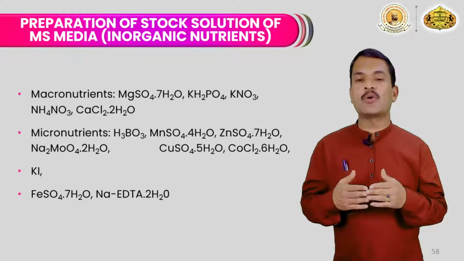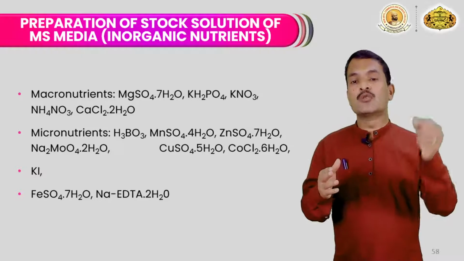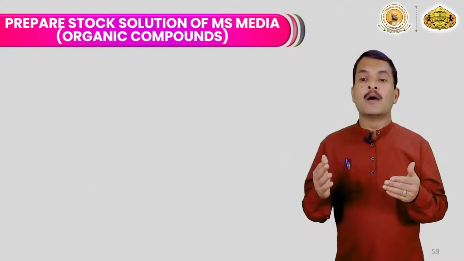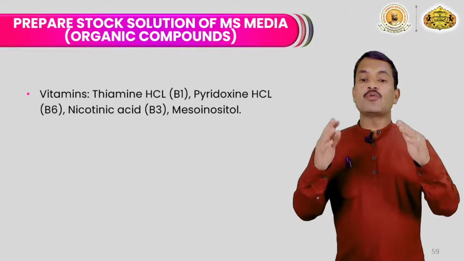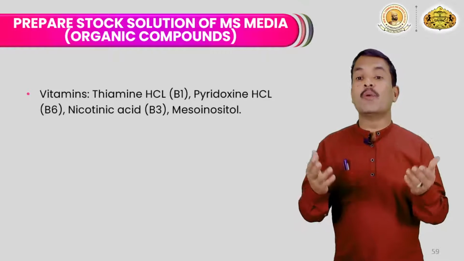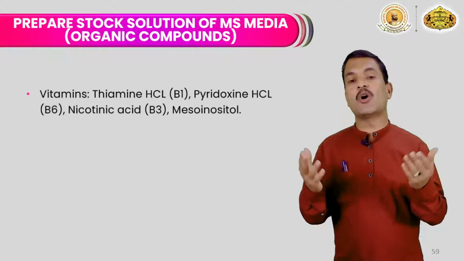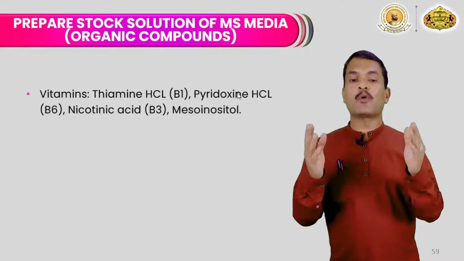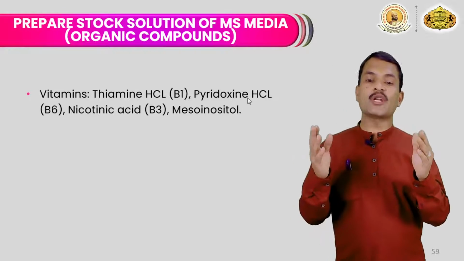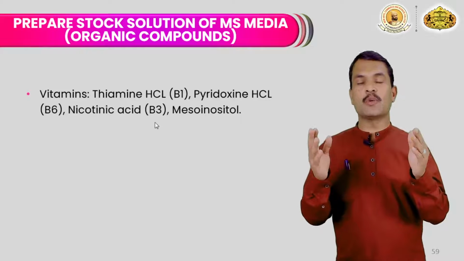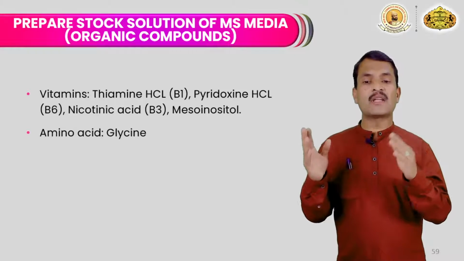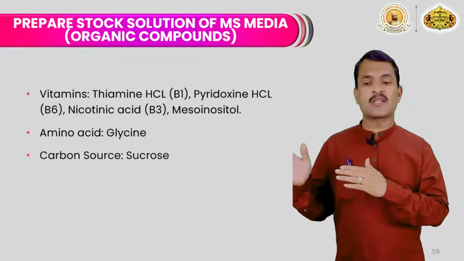Then the remaining one, potassium iodide, is also prepared separately and kept aside. Likewise, you have to prepare solutions of the vitamins, which supplement the organic compounds. Thiamine HCl, pyridoxine HCl and nicotinic acid, and myo-inositol are prepared together. The amino acid glycine is prepared separately and kept aside.